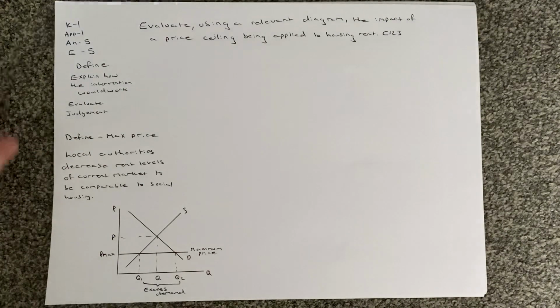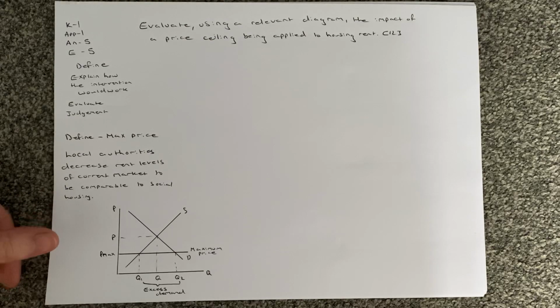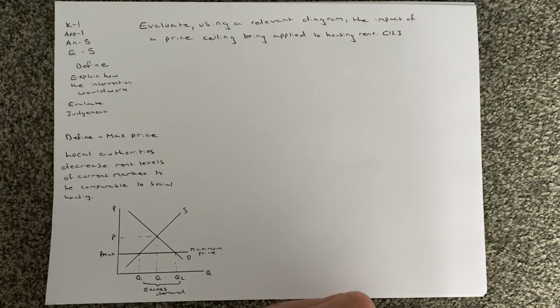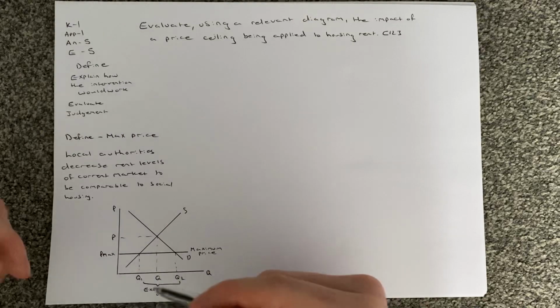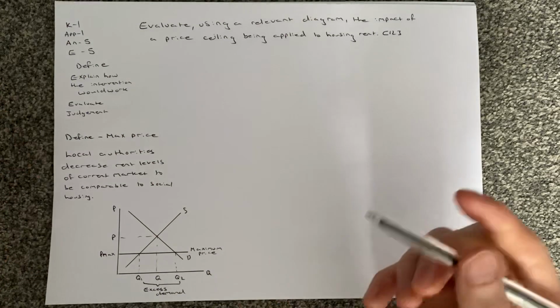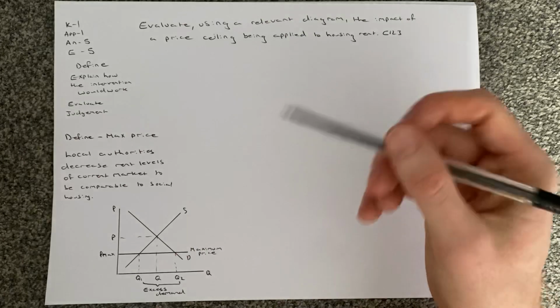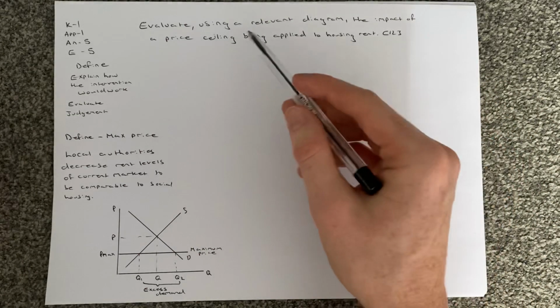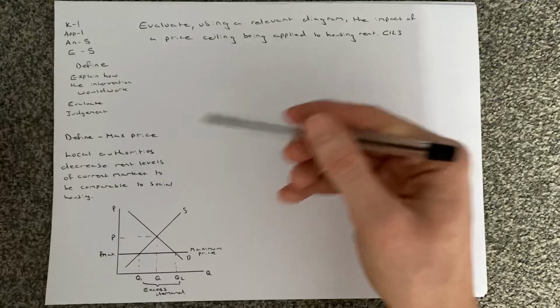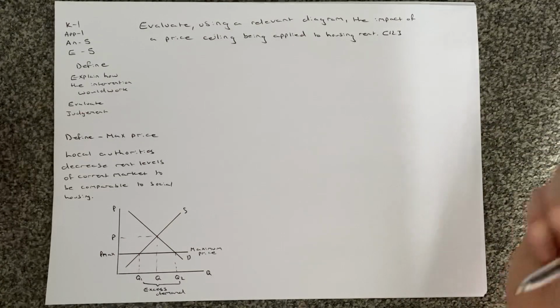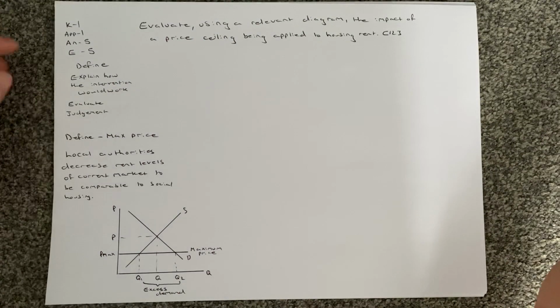And again, that shows relevant application. Obviously, we've put the relevant diagram to the question. So we've applied our understanding of economics very well here. So now all we need to do is explain how the maximum price, the price ceiling, using the diagram would impact on the market for housing rent.